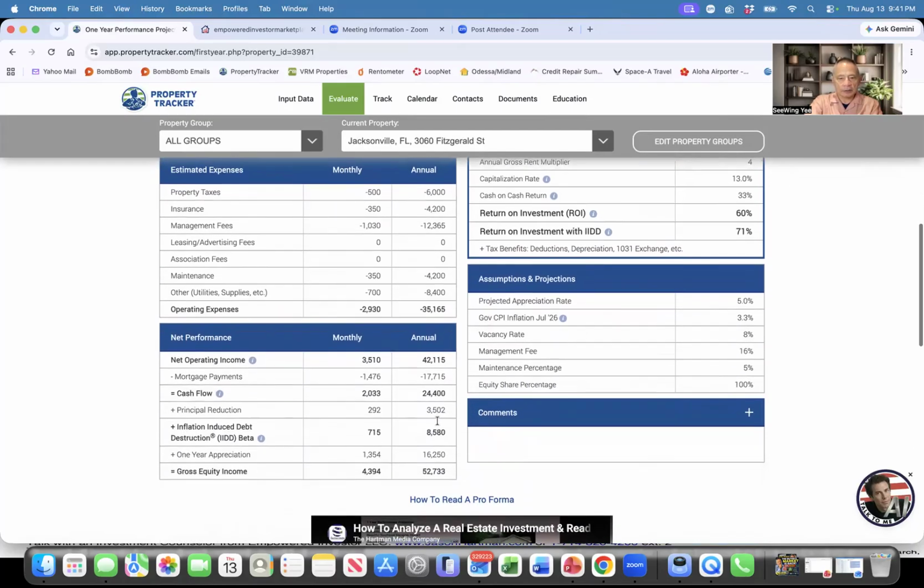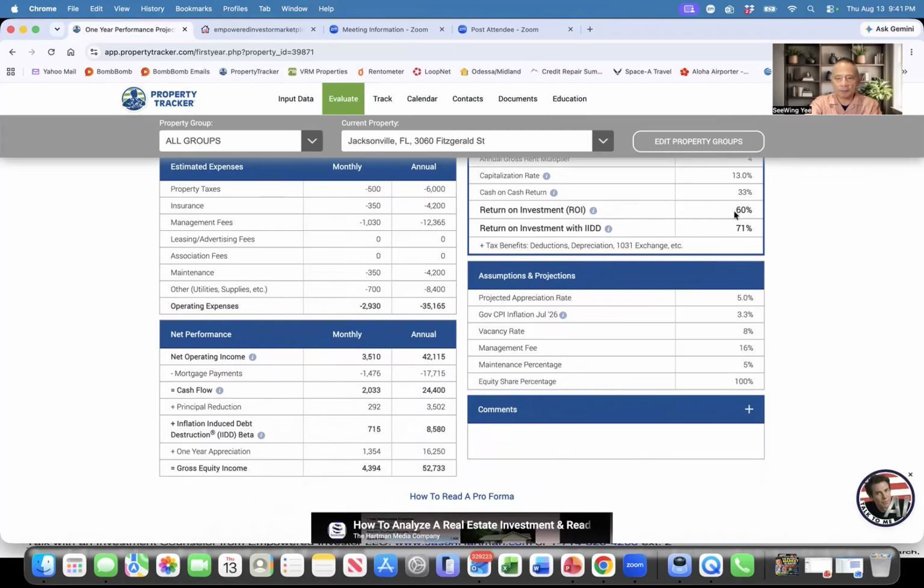So how do you come up with the 60% for this amazing property? Not only do you have very, very high monthly cash flow, but you have annual cash flow plus your principal reduction at the end of the first year, 3,500, plus, like I said, 8,580 for the IIDD economic benefit. Plus we projected an appreciation rate of 5%, maybe a little bit too high. At the end of the first year, 5% multiplied by the $325,000 asset equals $16,250 of first-year appreciation on paper.